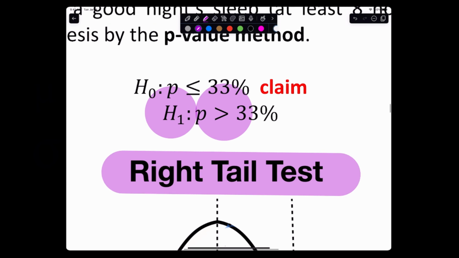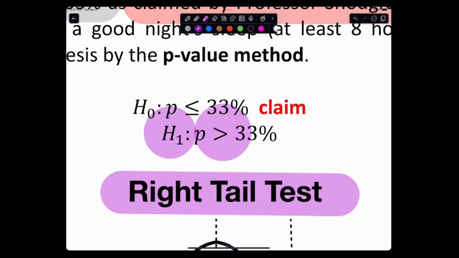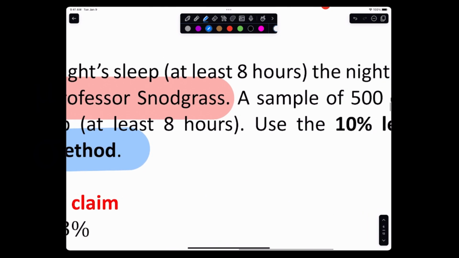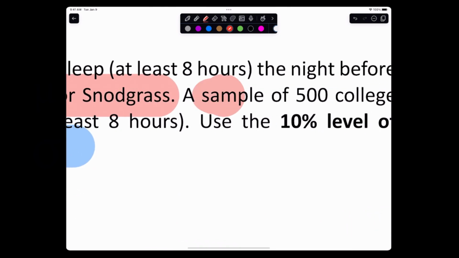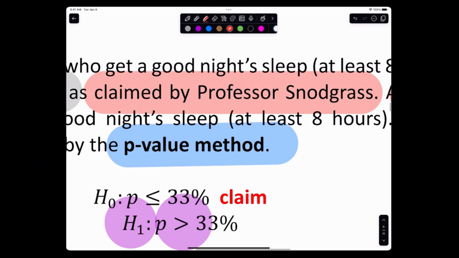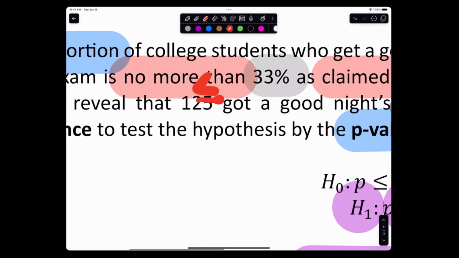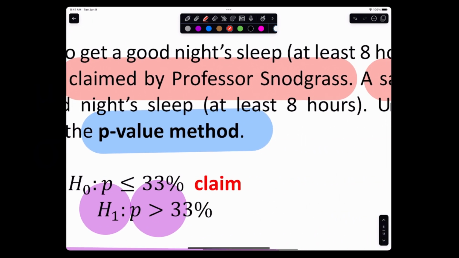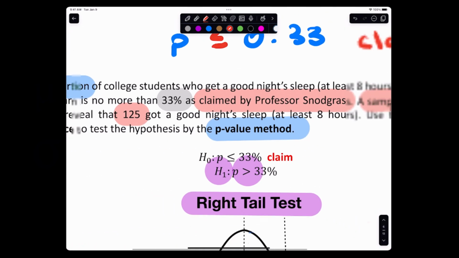It's a right-tailed test. Now, what kind of method are we using again? P-value. So what that means is I got to go back and read my sample information. What does it say? A sample of 500 college students reveal that 125 get a good night's sleep, at least 8 hours the night before a test.